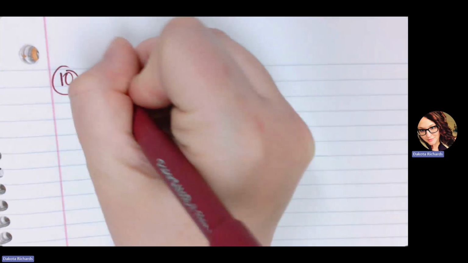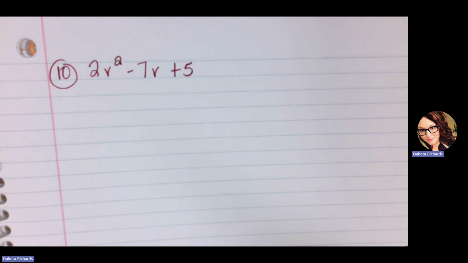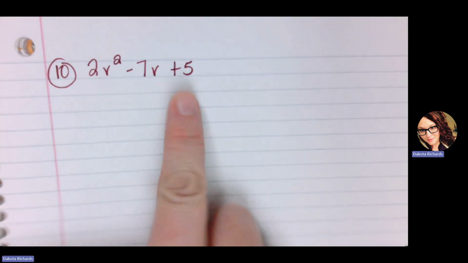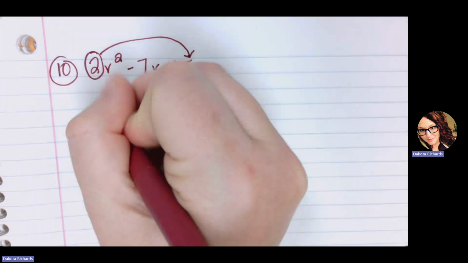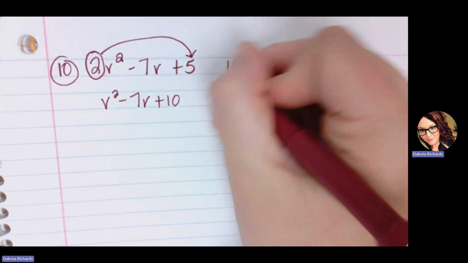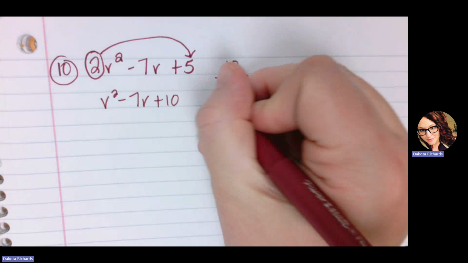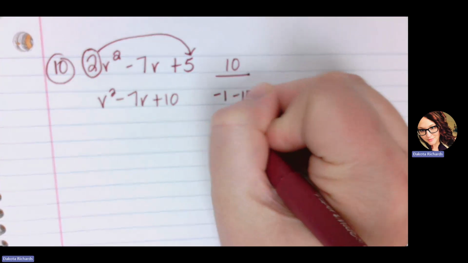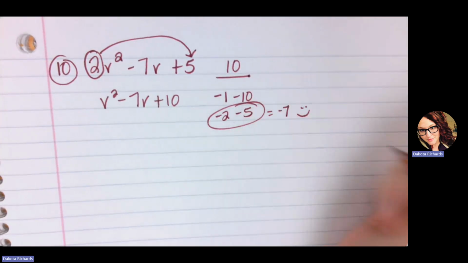Number 10 says we've got to factor 2v squared minus 7v plus 5. Okay. Again, check for GCF. There is not a GCF, so we're going to have to slide and divide. So we're going to slide the 2 over. You get v squared minus 7v plus 10. So you're coming up with the factors of 10. Because this b is negative, both factors have to be negative. So let's see, -1, -10, -2, -5. Oh, if we add those, we get a -7, and that's what we want.